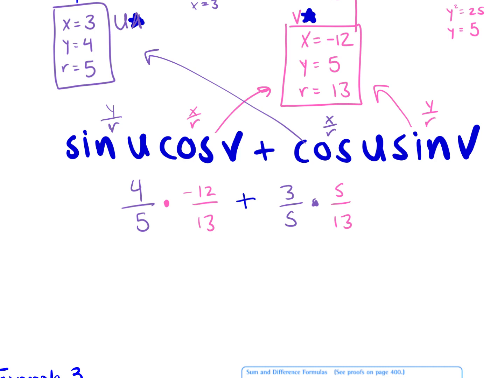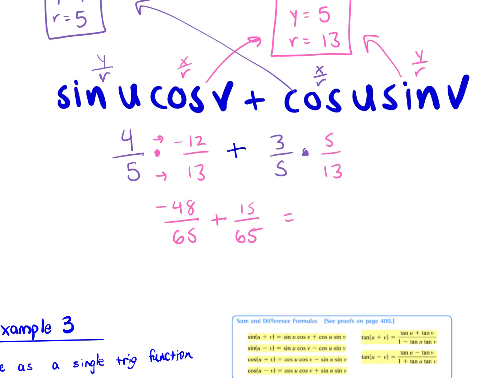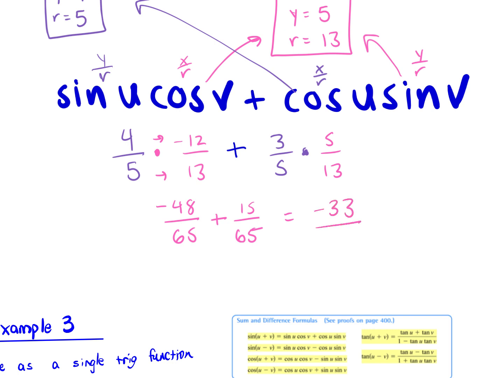What should I do next? Multiply, and then we'll add them together. So 4 times negative 12, negative 48. 5 times 13, 65. Plus 3 times 5, 15 over 5 times 13, 65. Perfect. They have a common denominator, so we can just add them together. What's negative 48 plus 15? Negative 33 over 65. So this would be our answer.